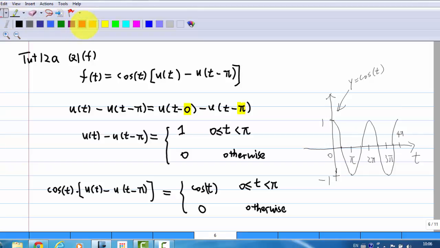And I'm only interested in the portion for t between 0 and pi. For t between 0 and pi, the only part that is relevant is this portion, from t equals 0 to t equals pi. Afterwards, and before that, it is all 0. That means that these are all 0 now. This is solid. This is open. Then all 0. So the red curve is the graph of f of t, which is cosine t times u of t minus u of t minus pi.